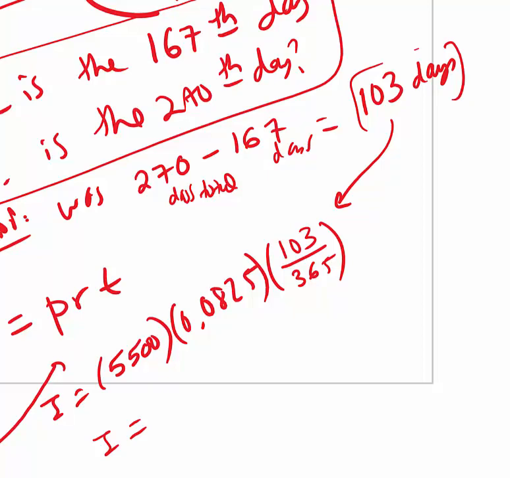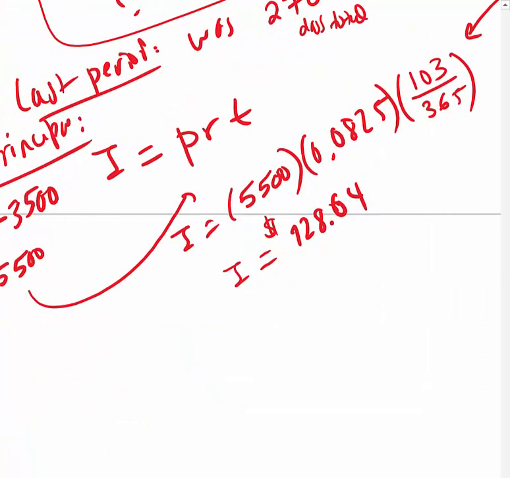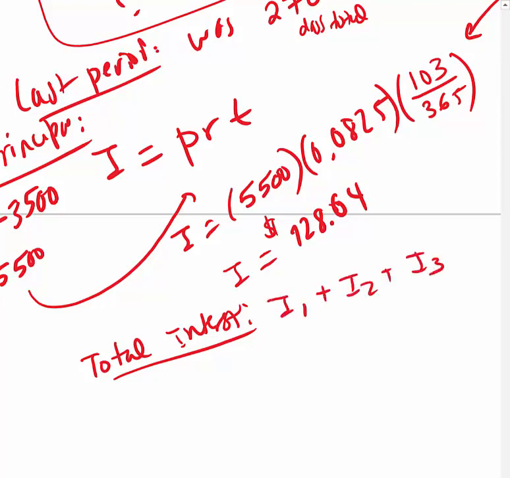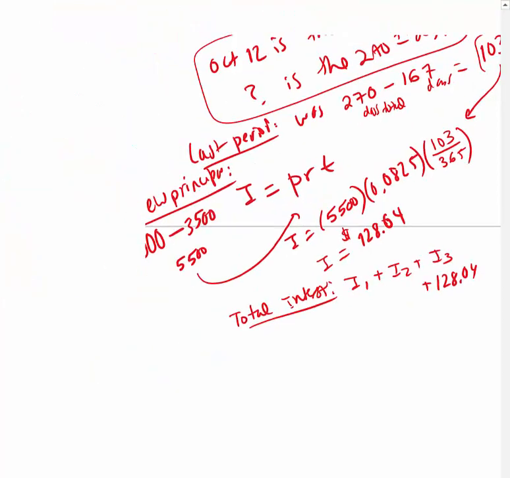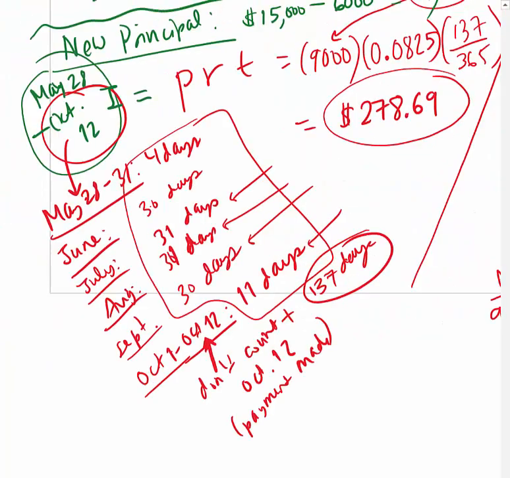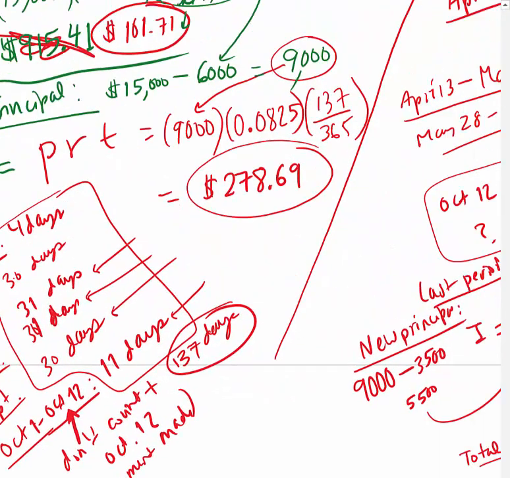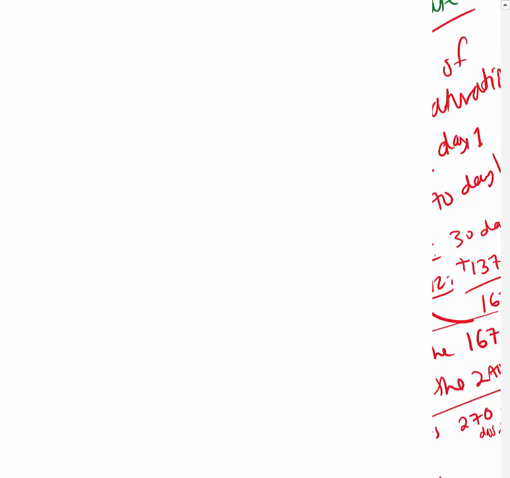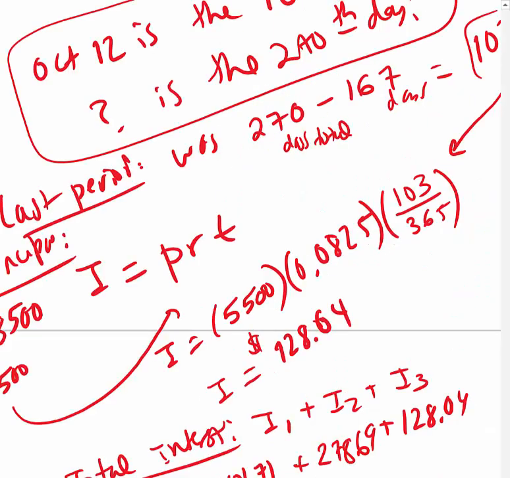Alright, for this calculation I'm getting 128.04 if I round it. Okay, so our total interest is the three interests added together. So the first interest plus the second interest plus the third. We just found the third one was 128.04. Let's see, and then what was the previous one? Did we write that down? Oh yeah, okay. I think those were the three answers we got as the three parts of this problem.